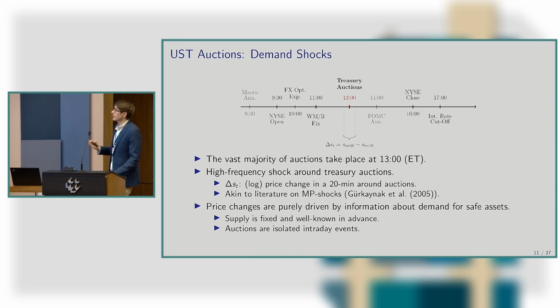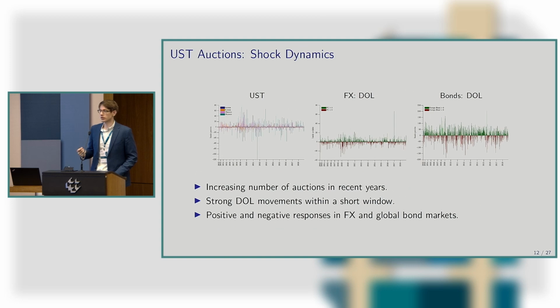And then there are a bunch of other daily events that we know affect returns, in particular in the FX space, like the Reuters fixing, FX option expiry, or closing of equity markets. But again, the important point is none of them is in this 20-minute window around auctions, right? So I want to alleviate concerns that anything happening intraday on a systematic basis is driving these price changes around auctions.